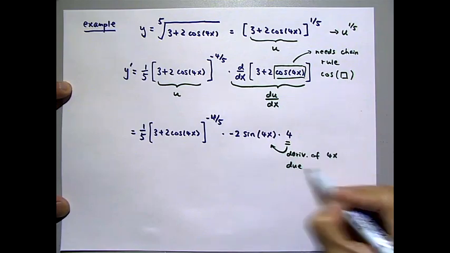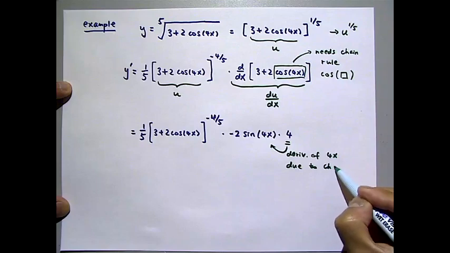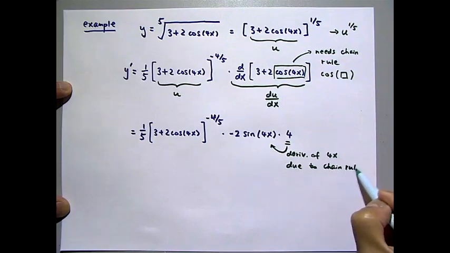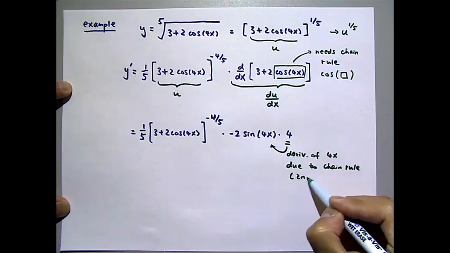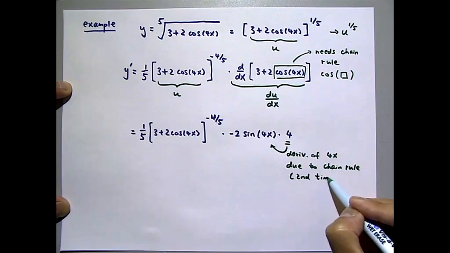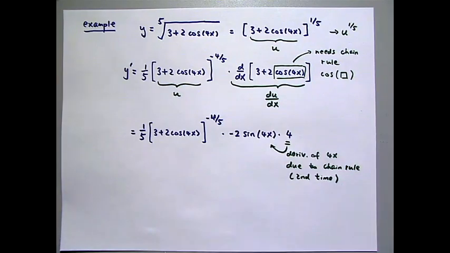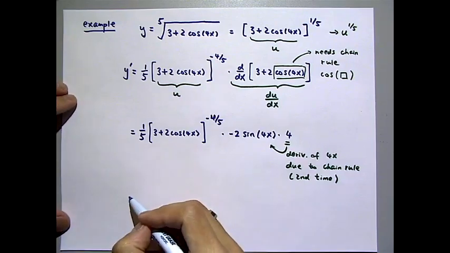And we have that due to chain rule the second time. Okay, does that make sense to everyone? What's going on here? Yes? Good. All right, so what's left here?